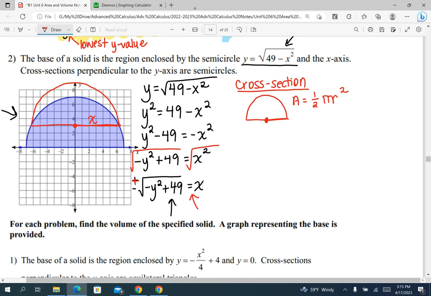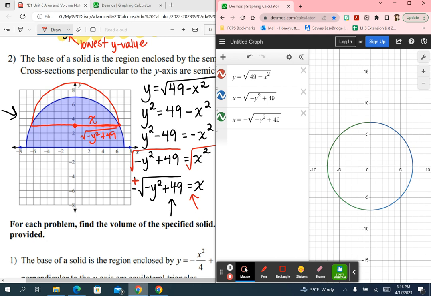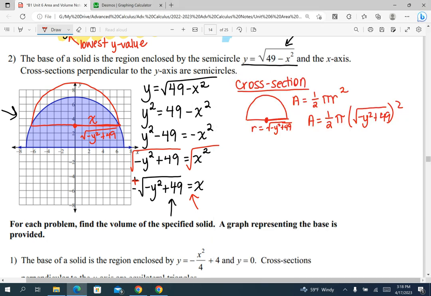But I'm going to square it anyway, so it really doesn't matter. I'm going to use that x equals the square root of negative y squared plus 49. So this radius is the square root of negative y squared plus 49. When I go to find a formula for the cross section, the area is 1/2 times pi times that radius, the square root of negative y squared plus 49, squared. When you square a square root, it kind of just goes away. So we have 1/2 pi times negative y squared plus 49.